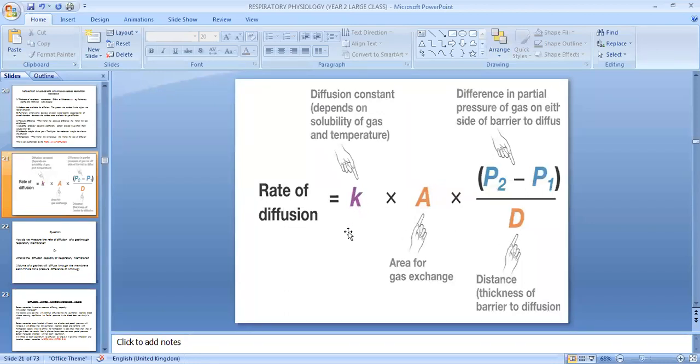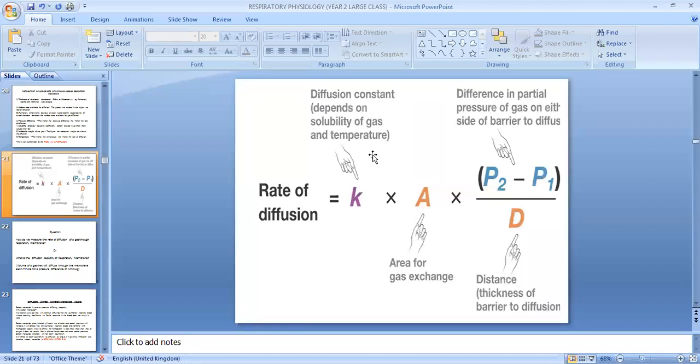Note this constant is called the diffusion constant because it depends on the solubility of the gas, the molecular weight, and the temperature, which I was laboring to explain. That equation is what we call Fick's law of diffusion. The rate of diffusion is equal to a constant which is determined by the solubility of a gas, the molecular weight of a gas, and the temperature of that gas, times the surface area for gas exchange, times the difference in partial pressure of that gas between the alveolus and the blood, all divided by the thickness of the barrier.